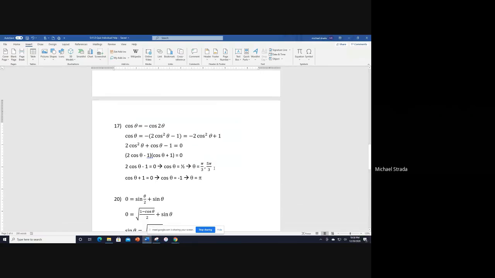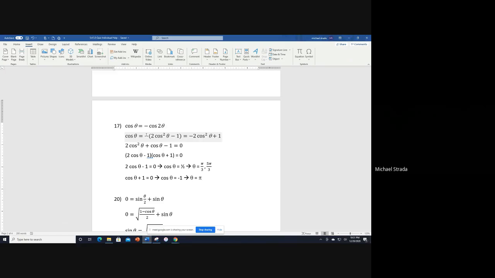Okay, so number 17 and 20. We'll start with 17 and start with cosine theta equals negative cosine 2 theta. Because the left-hand side's in cosine, you're going to rewrite cosine 2 theta in terms of its cosine squared equivalent. So cosine theta equals negative (2 cosine squared theta minus 1). When you distribute the negative through, you'll have negative 2 cosine squared theta plus 1.